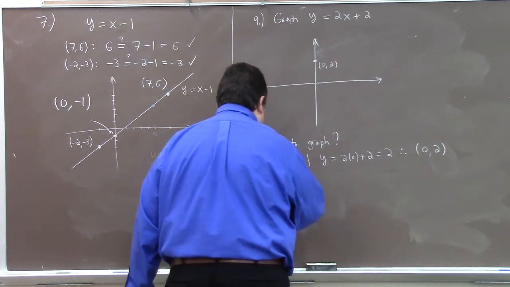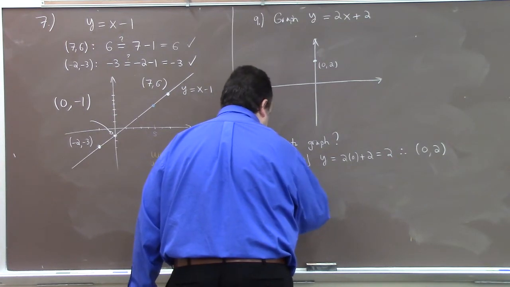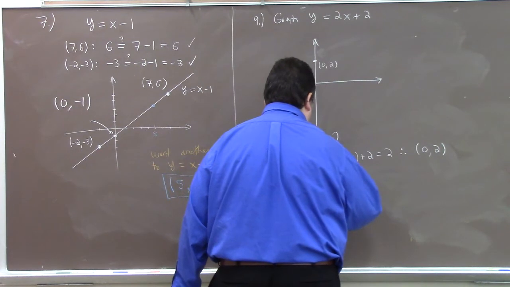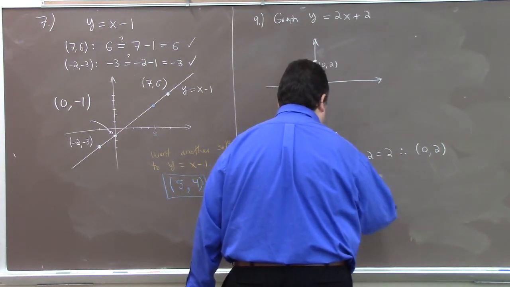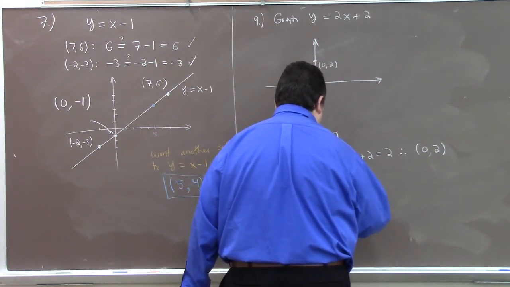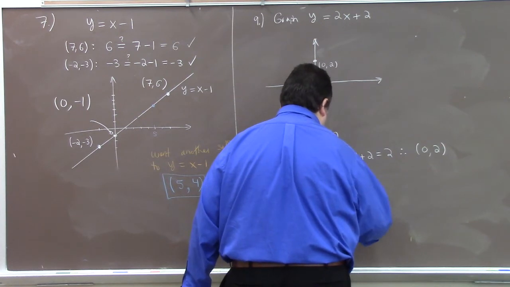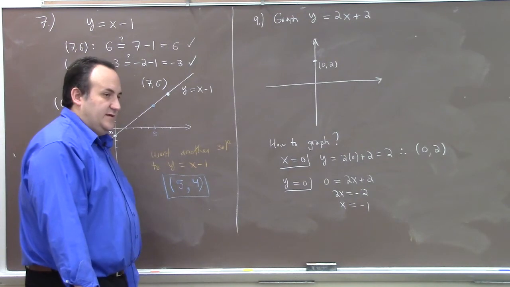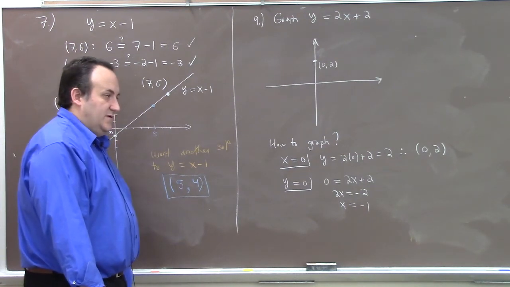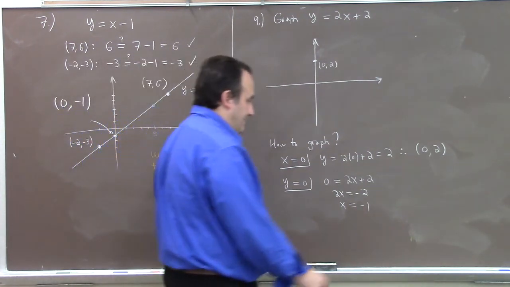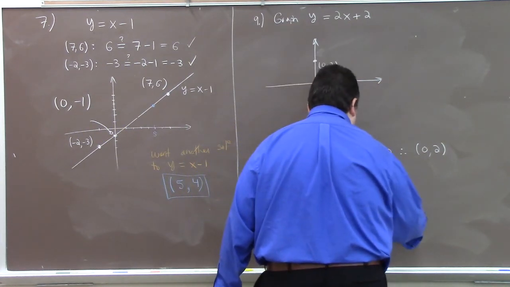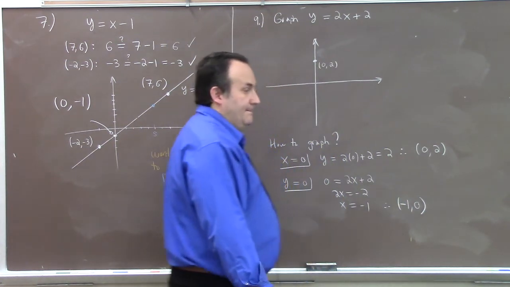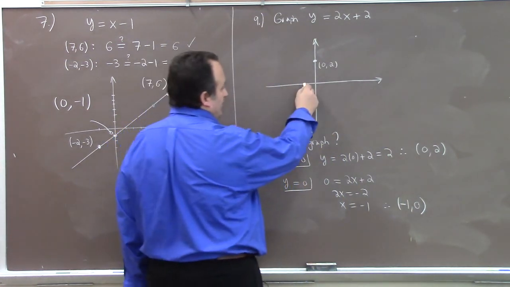How about y equals 0? Where would that be on the graph? 0 is equal to 2x plus 2. What's that make x equal to? See, if you solve for x, you get x equals minus 1, right? So another point on the graph would be (-1, 0). That's also a point on the graph. So that would be here, you know.